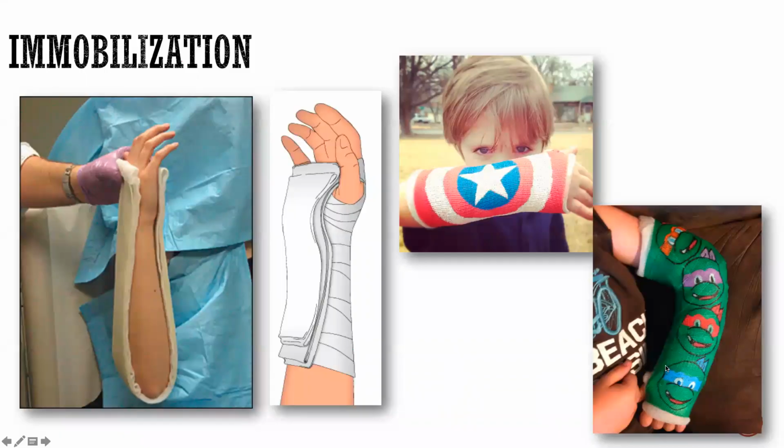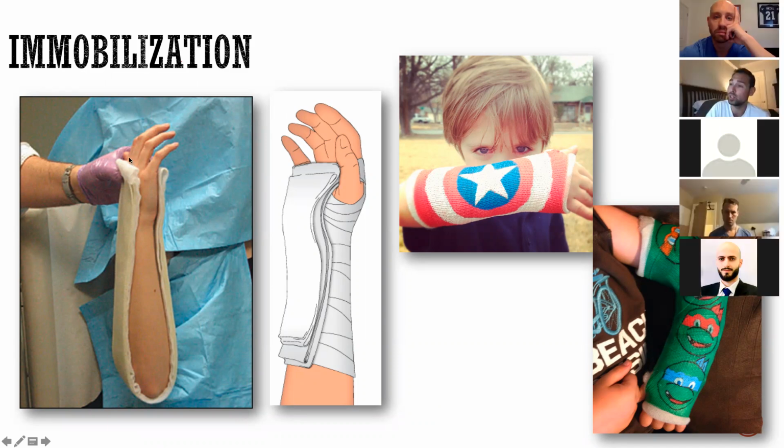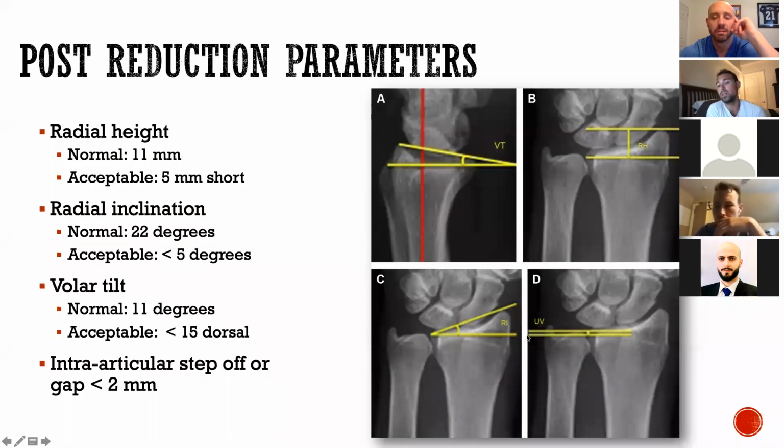Next comes immobilization. There are a bunch of ways to immobilize. If you are doing this on an adult, you usually want to apply some type of a sugar tong splint. A sugar tong splint immobilizes primarily in the sagittal plane. It's a good way to combat that fracture from falling back off dorsal. This volar resting splint is probably not a great idea. It would just let the fracture fall right back where it came from. And if it's a kid, you can do some cool cast and make them like Captain Avenger or Ninja Turtles.